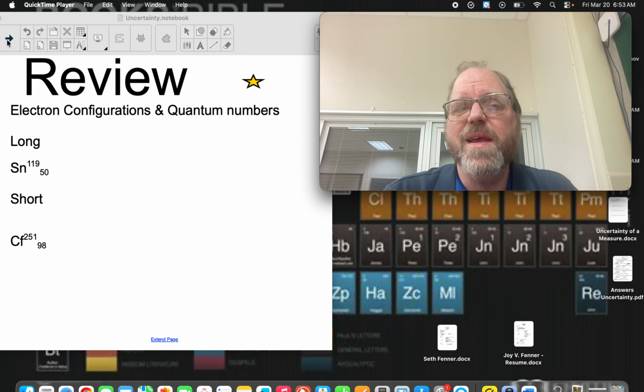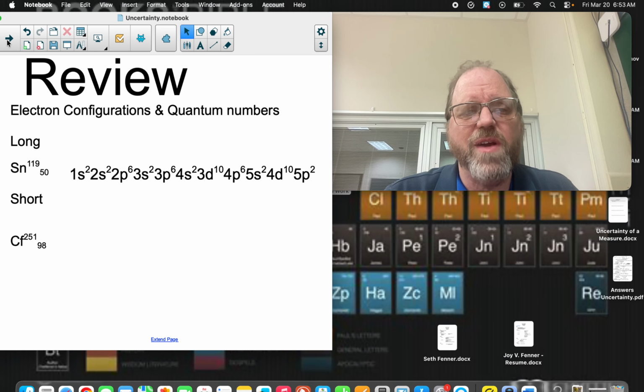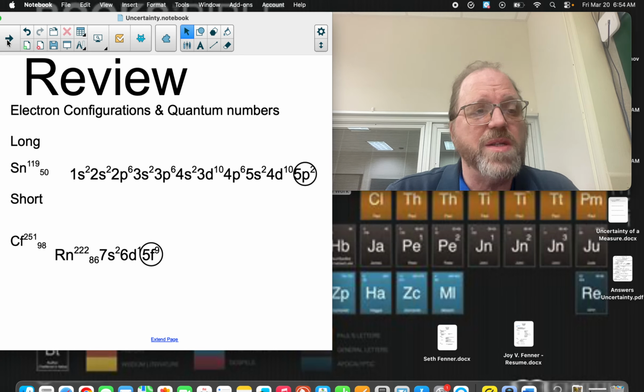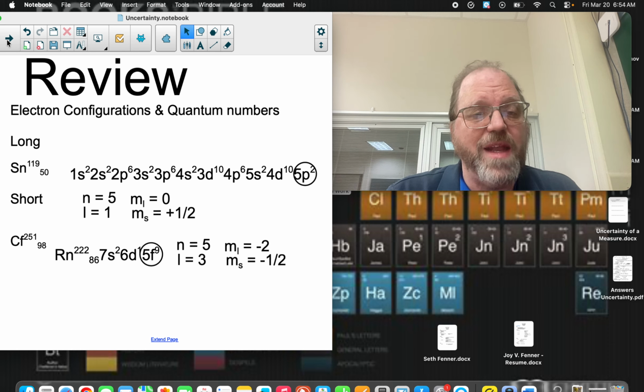Awesome. All right, here are the answers. That's our long configuration for tin. Shortcut for californium. So the last configuration we're looking at is 5p2 for tin and 5f9 for californium. So the quantum numbers there are 5, 1, 0, plus 1/2 for tin, and 5, 3, -2, -1/2 for californium.